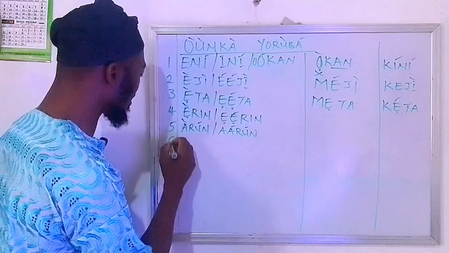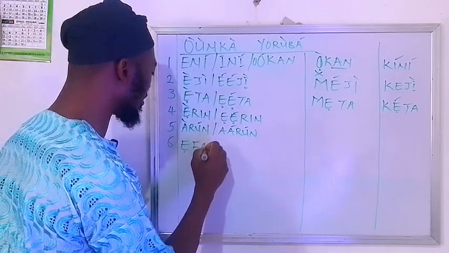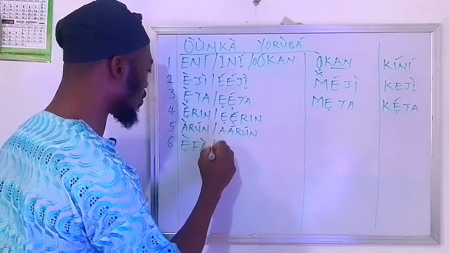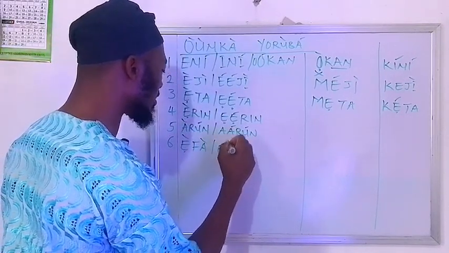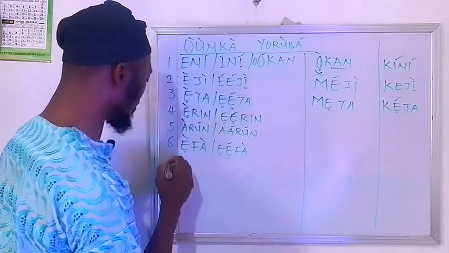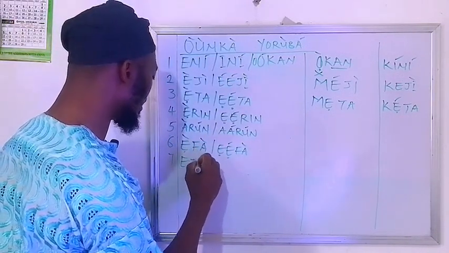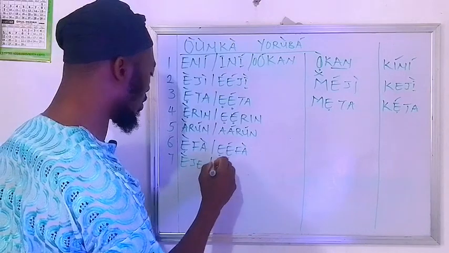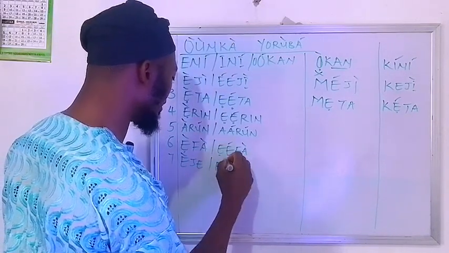So 6 is ẹ̀fà, dòdò, or ẹ̀fà, rèmídò. 7 is èje, dòre, or èje, rèmíre.